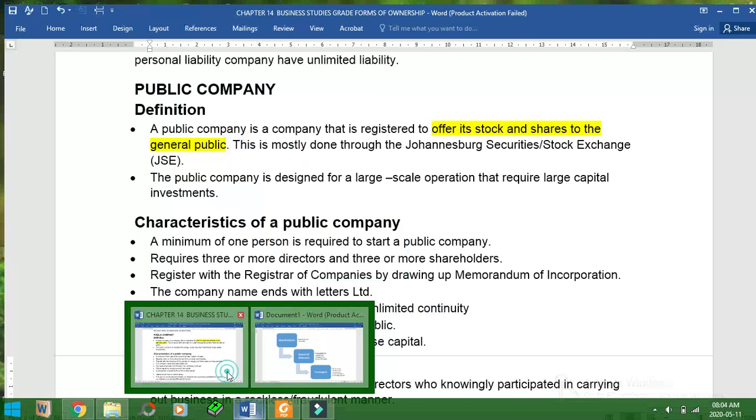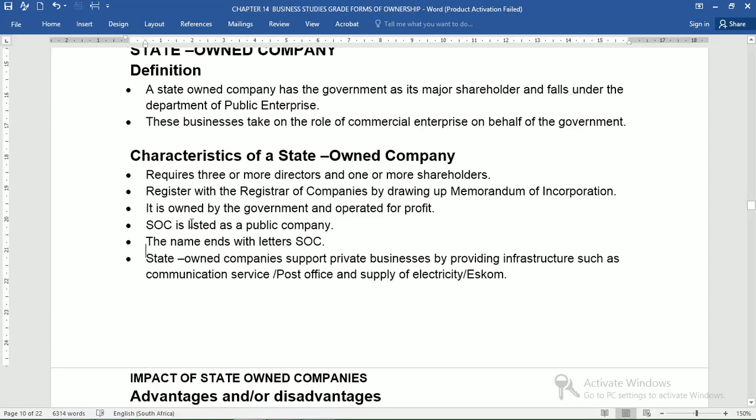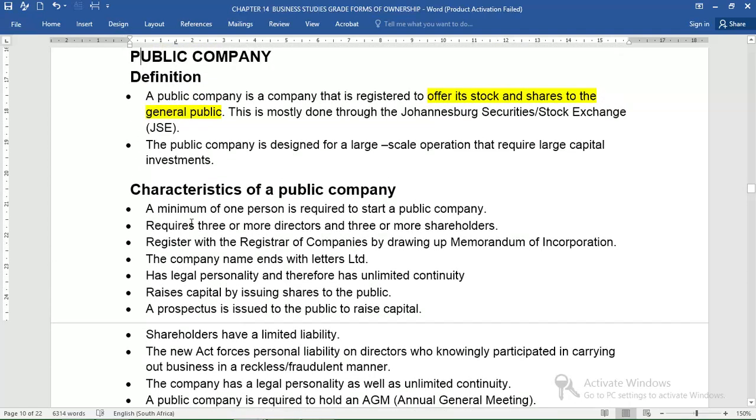Okay, let's go to a public company now. What happens to a public company? A public company, sorry, I just went up there, let me just go back. Right, a public company is a company that is registered to offer or to issue its shares to the general public. Right, that's the main difference between a public company and a private company. A private company is registered, of course, but it issues its shares only to private individuals, but not to the general public. But a public company issues its shares to the general public.